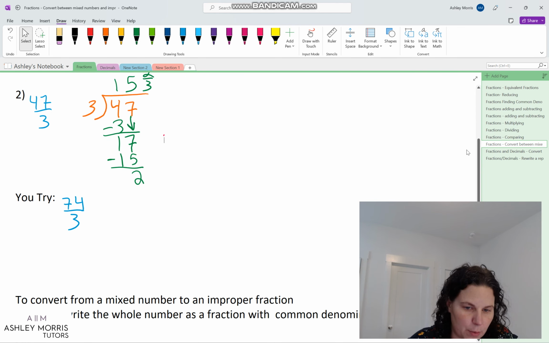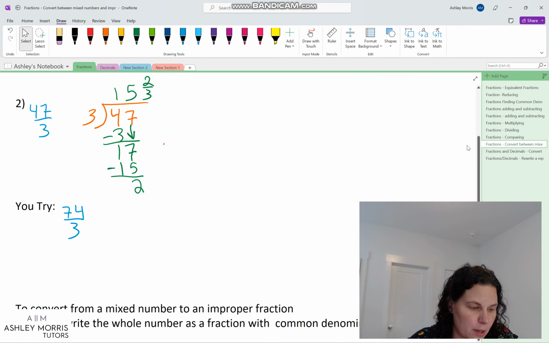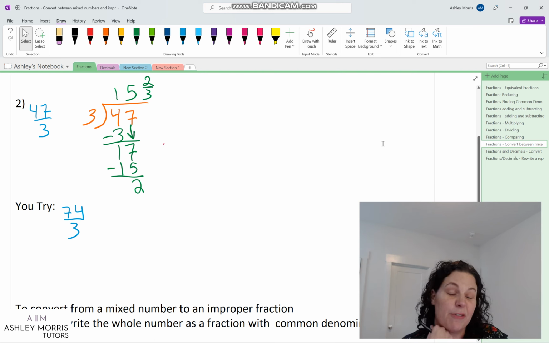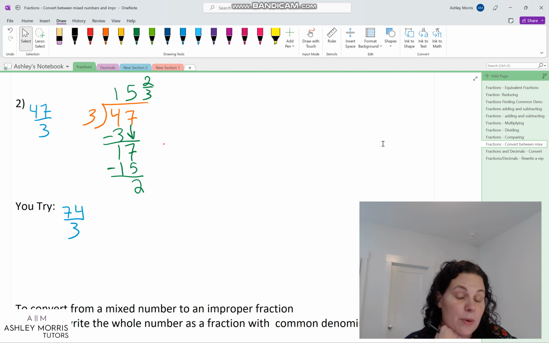Let's see if I can leave that one up there for you to look at while you do that one. So pause here. I've left number 2 up there so you can kind of follow along. So you try that one and then push play when you're ready.